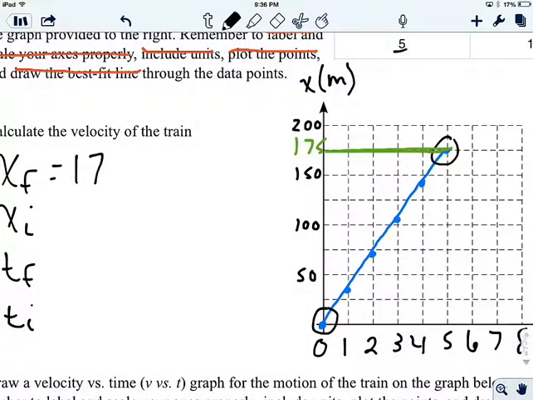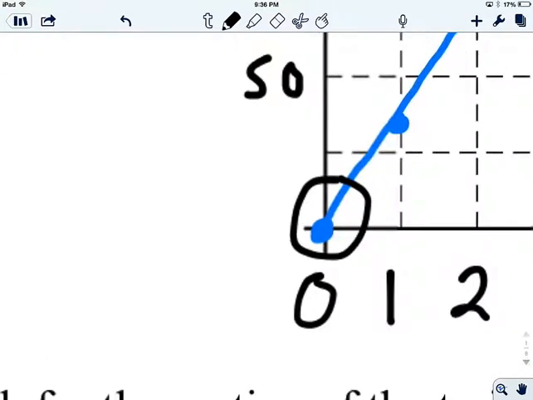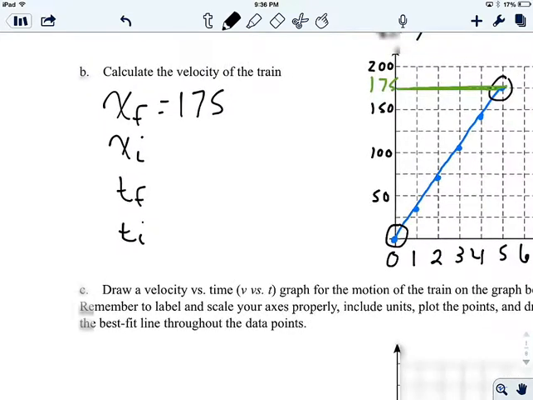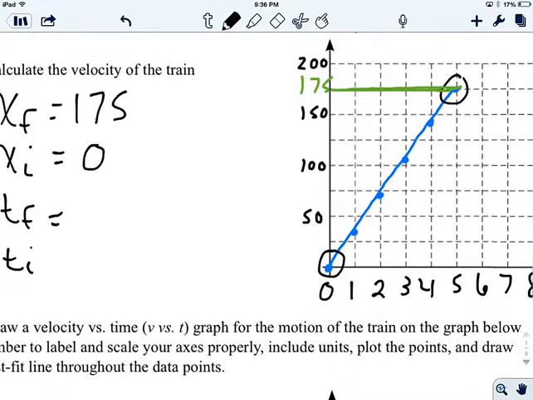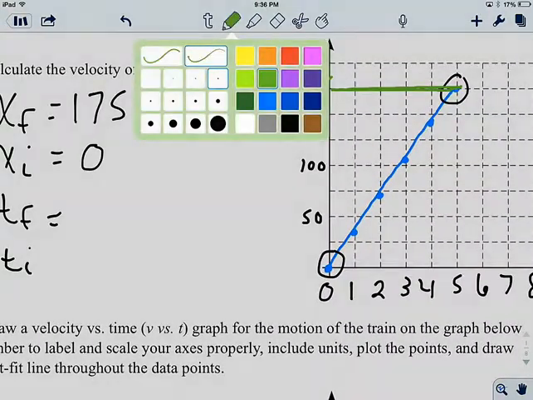So 175 is my final position. And then if I look down here, I know that I started at 0, so my initial position was just 0. Now, it's not always 0. We have to remember to look at the dots. It's not always 0 in these things.